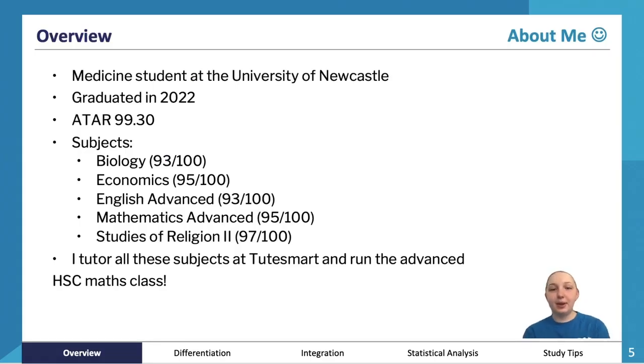So a little bit about me. I said my name's Alice and I'm your lecturer today. I am currently studying medicine in Newcastle. If any of you are thinking about studying medicine at the end of the year, I would definitely recommend Newcastle. Obviously I'm a little bit biased, but I do think it's the best. I graduated in 2022 with 99.3. In Year 12 I did only 10 units: bio, economics, English advanced, maths advanced, and studies of religion. Maths was my second best subject, so hopefully I've got some expertise to share with you.